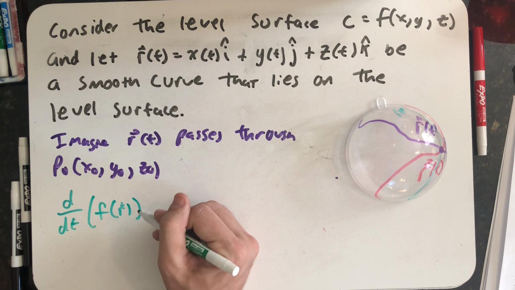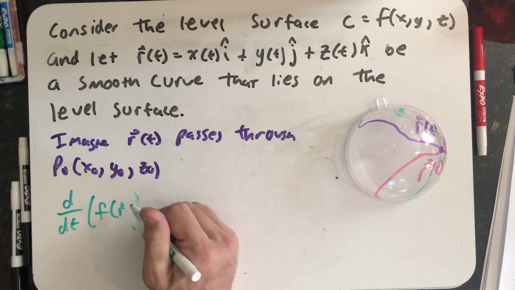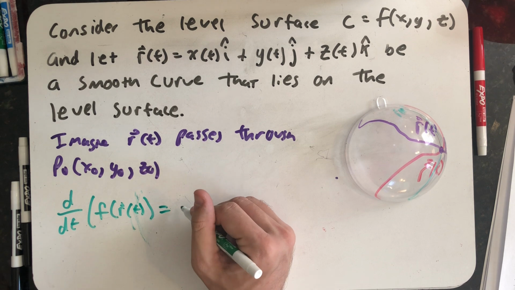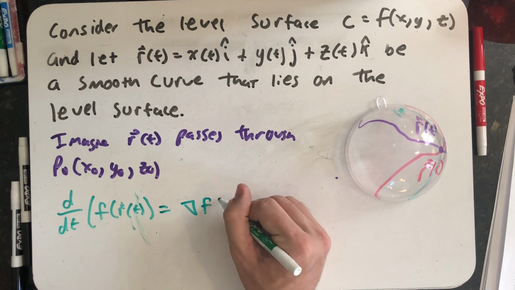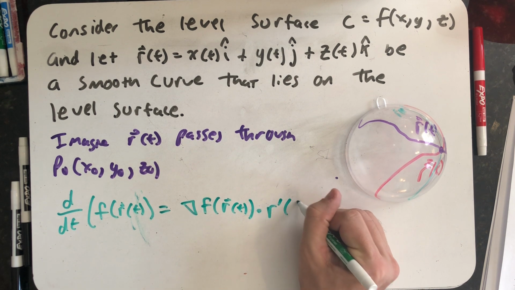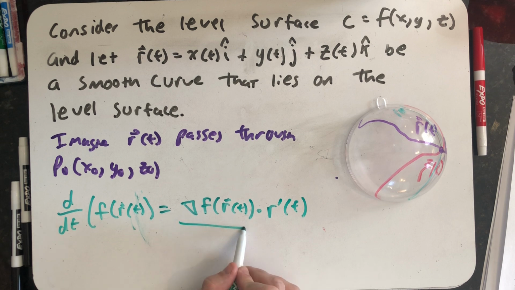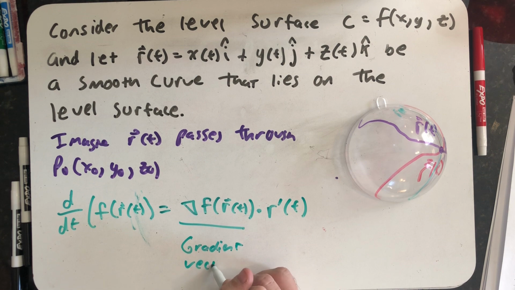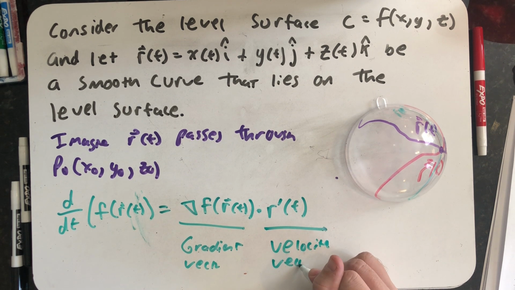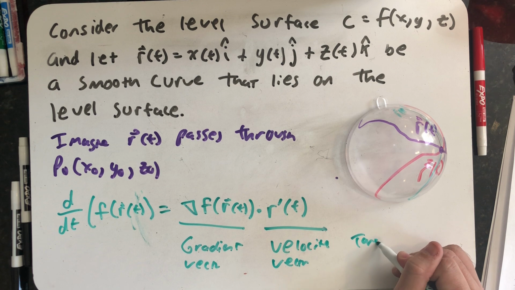So I'm taking the derivative of f of r of t, and in particular, I'm taking that derivative at a particular point, p naught. I know the chain rule for paths says that this derivative is equal to del f of r of t times r prime of t. Well, this is my gradient vector. And this is the velocity vector, which happens to be tangent to the direction of motion.